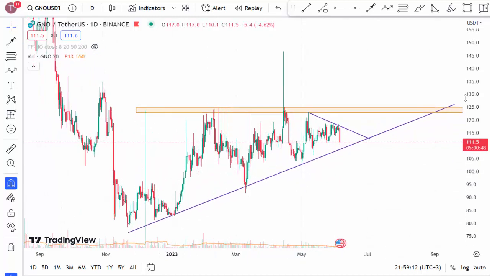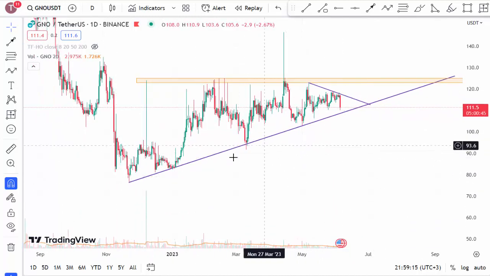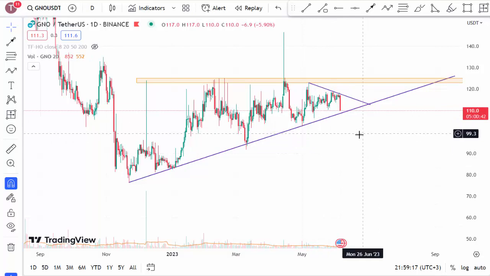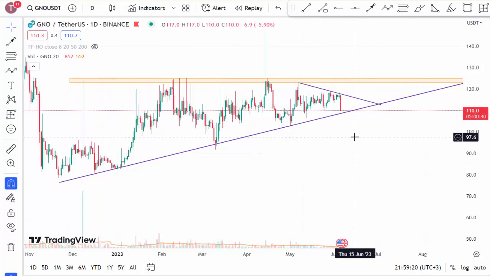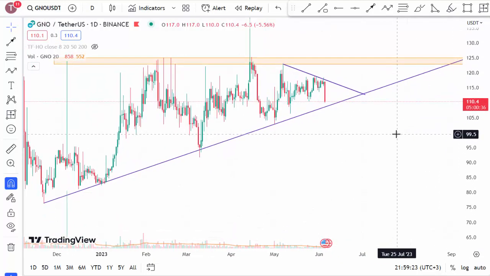Because this is an important support zone. It is normal for price movements to come down to this point. As you can see, we want it to react from this point and gradually move back up.